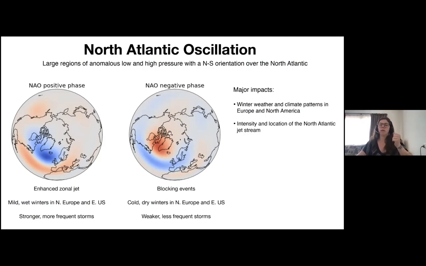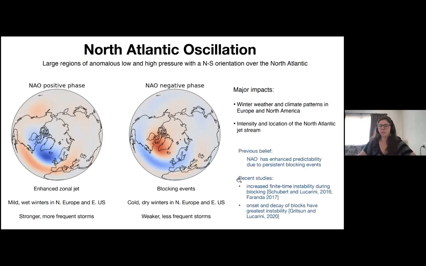You have an anomalous high pressure region over Greenland and then low pressure south of that, which leads to blocking events, cold, dry winters in Northern Europe and the Eastern US, and also less frequent storms. So this particular teleconnection has some big impacts, and we were interested in the dynamics behind this.